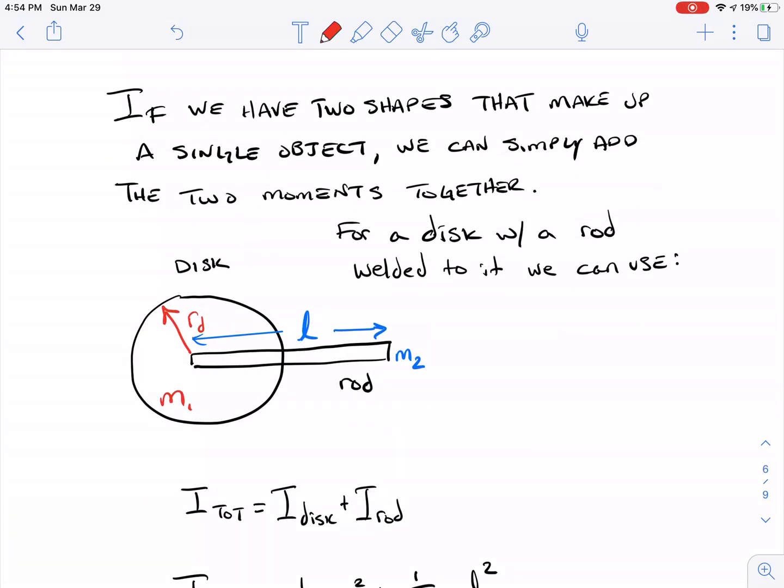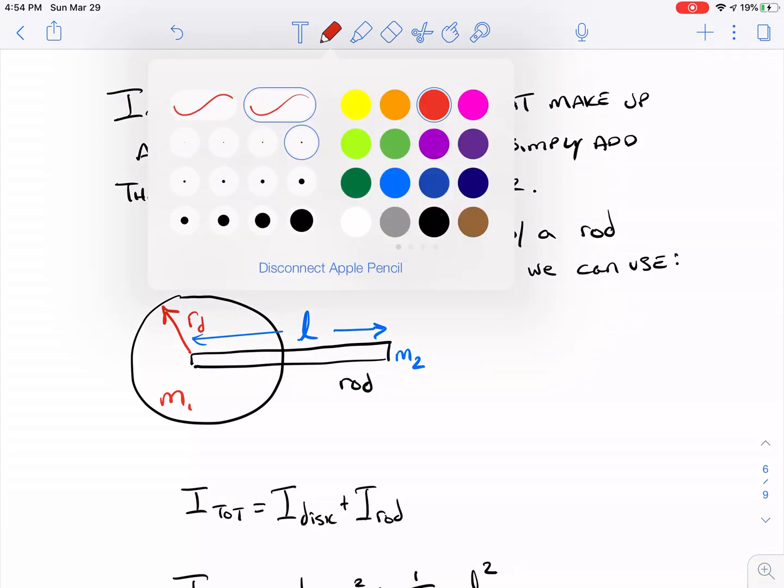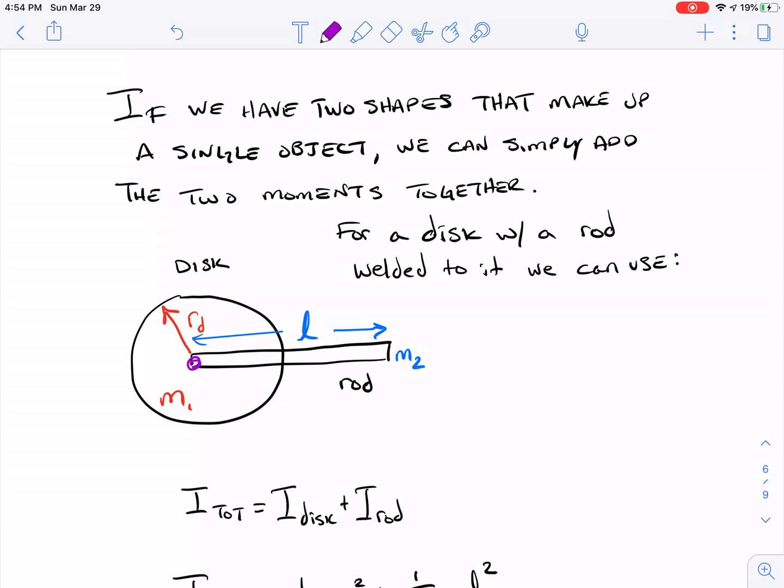So oftentimes we won't have a single object rotating, but it'll be two objects that are kind of sandwiched together. In this case, we have a disk welded to a rod. So really, it's two objects that are rotating. You've got to pay attention to where the pivot point is. In this one, my pivot point is right here at the center. So it's a disk rotating about its center connected to a rod rotating about its end.